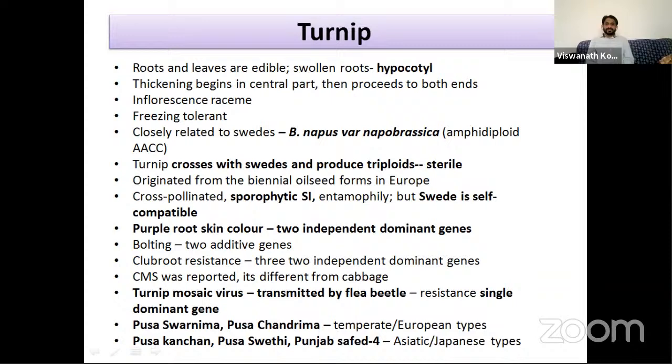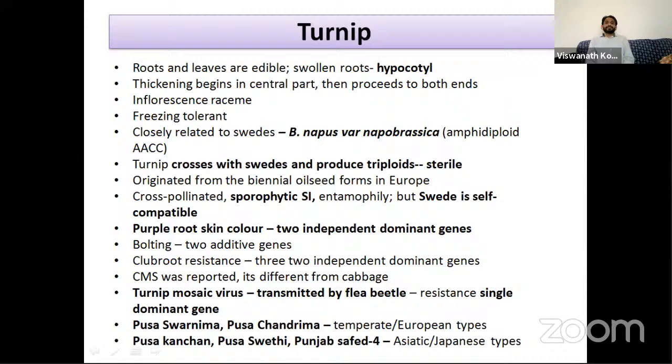Turnip can tolerate freezing temperatures, and the closely related species is Brassica napus variety, therefore Brassica. So turnip crosses with Brassica napus and produces sterile triploids, and turnip is also a cross-pollinated crop due to the presence of sporophytic self-incompatibility, and cross-pollination is mediated by insects.